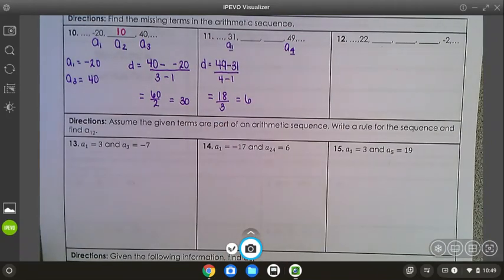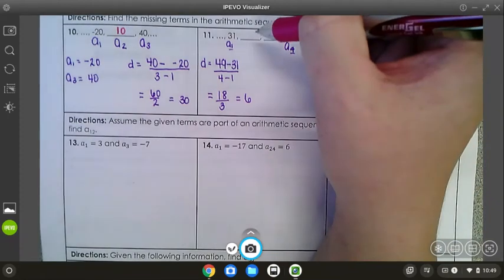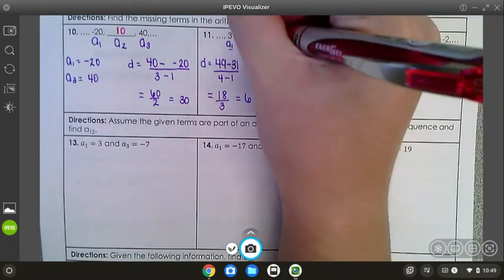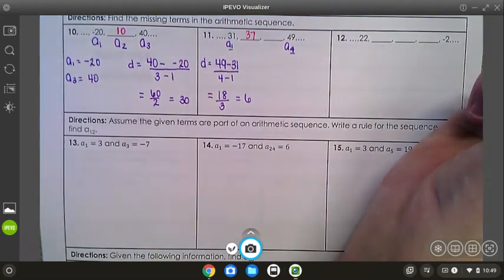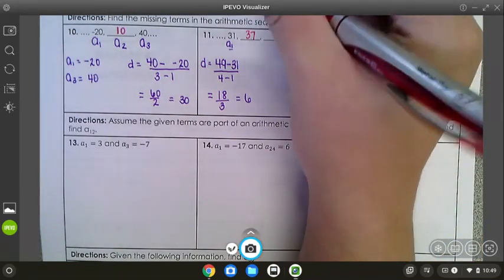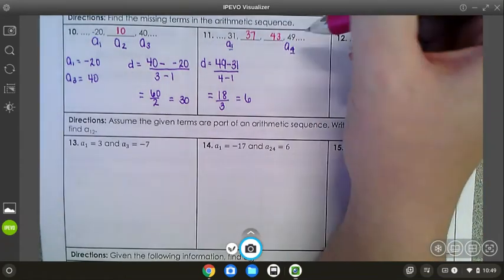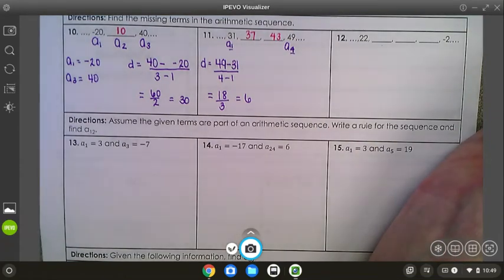So that means that I am adding 6 each time. So 31 plus 6 is 37. 37 plus 6 is 43. And 43 plus 6 is 49.